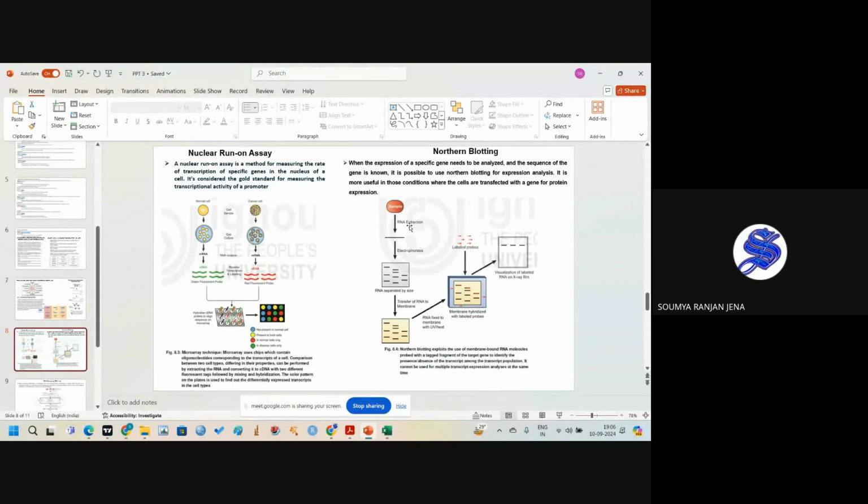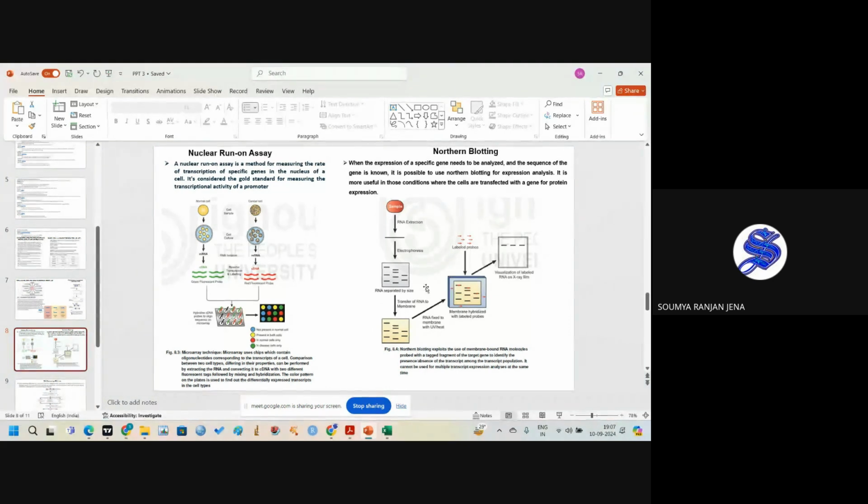Then we extract the RNA and run electrophoresis. In electrophoresis, we use an agarose gel, and in this gel we separate the RNA according to the mass to charge ratio. In the upper part of the gel we find the large molecular weight RNA, and in the lower part the small molecular weight, because the smaller the molecular weight, the faster it moves, and the larger the molecular weight, the slower it moves due to retardation. So the RNA is separated by size.